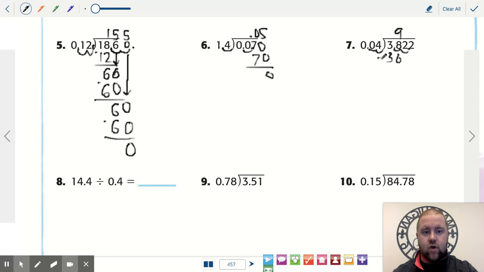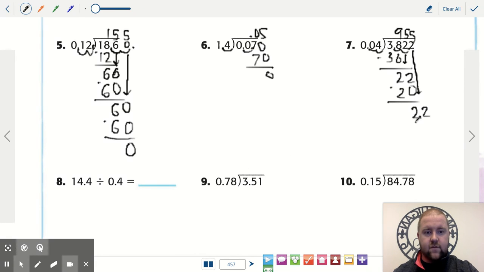Okay, I subtract. I get a 2. And then I bring down this 2. And then I do it again. 4 goes into 22 5 times. That gives me 20. I subtract, and I bring down this 2 now. So that gives me 22. And then 4 goes into 22 5 times. 5 times 4 is 20.